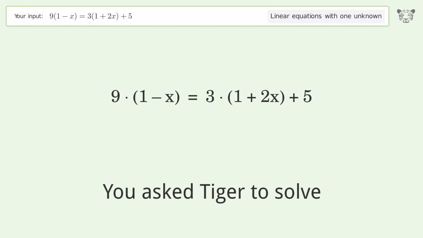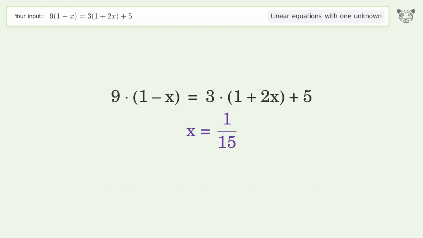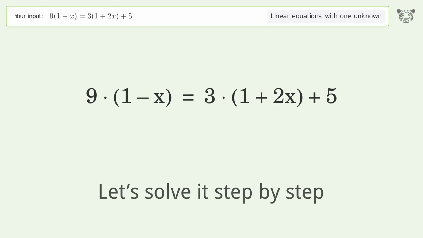You ask Tiger to solve. This deals with linear equations with one unknown. The final result is x equals 1/15. Let's solve it step by step.